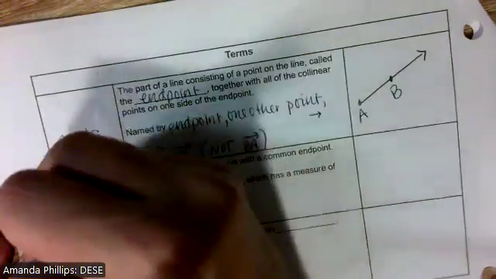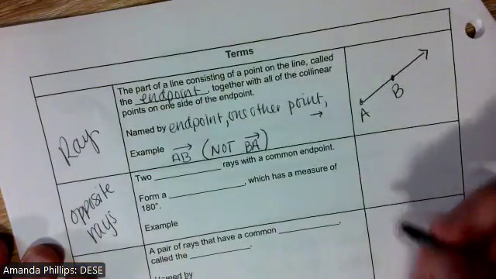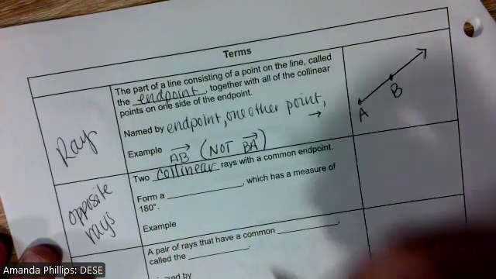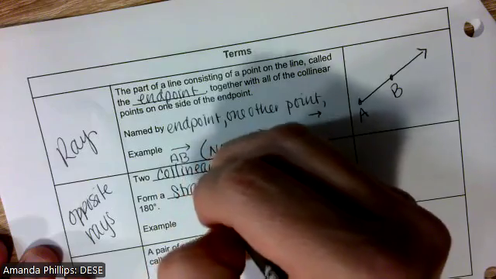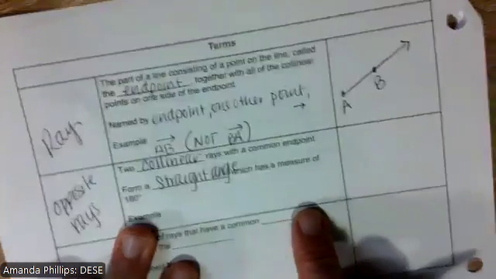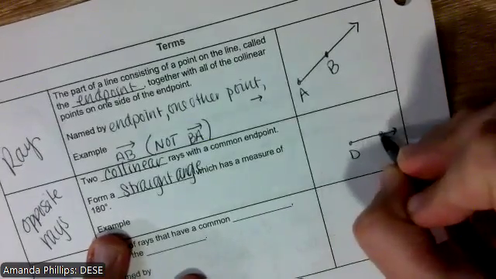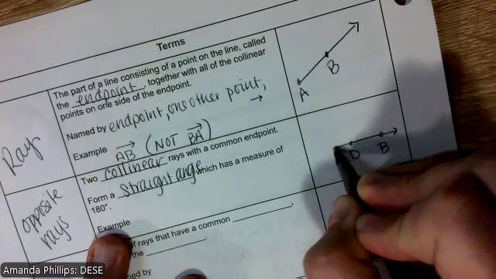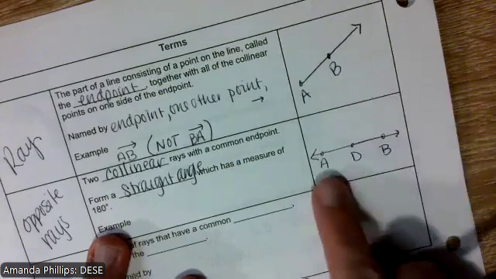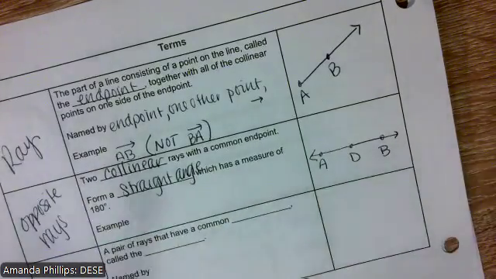All right. The other thing I want to talk about is something we call opposite rays. These are two collinear rays, meaning they're on the same line, and they form a straight angle. And of course, a straight angle has a measure of 180. So let's do an example. If I had this ray here and it was ray DB, and I had this ray over here, we would call this one ray DA. These are opposite rays.